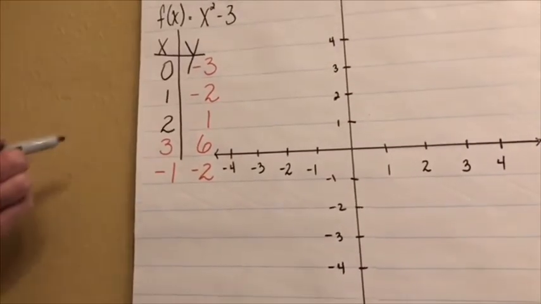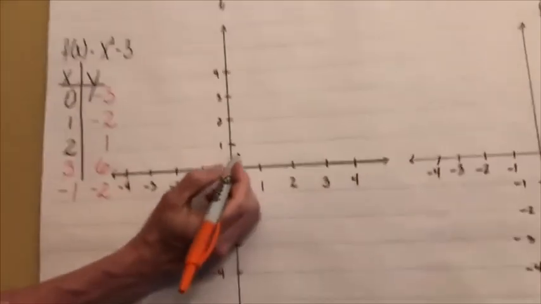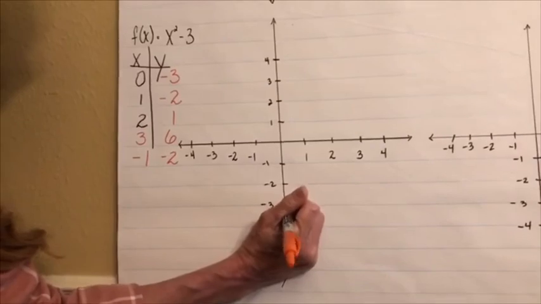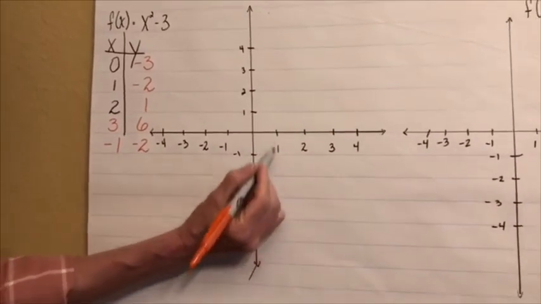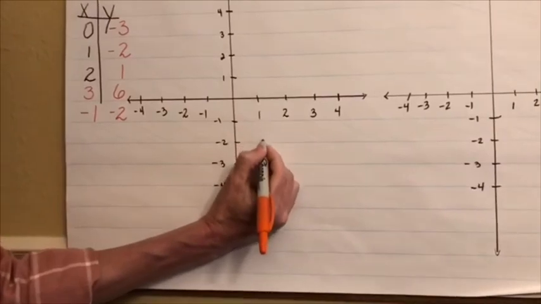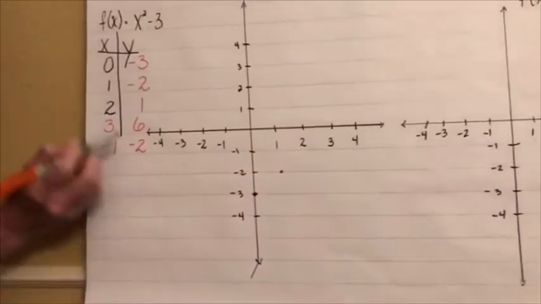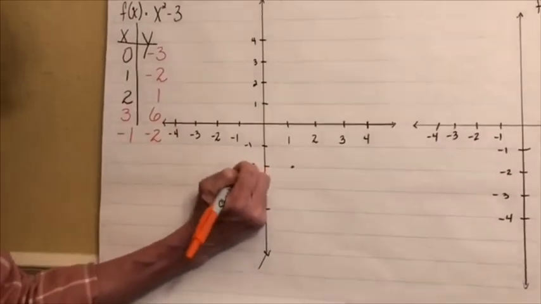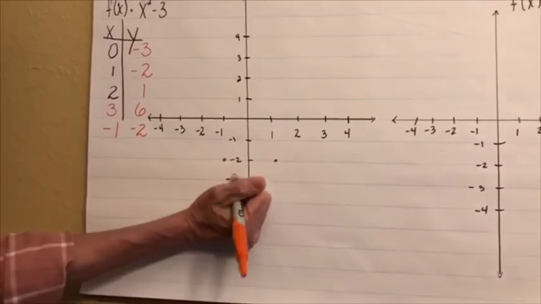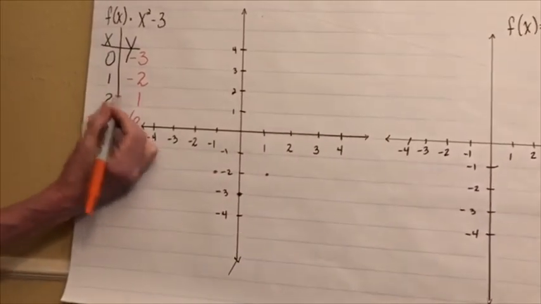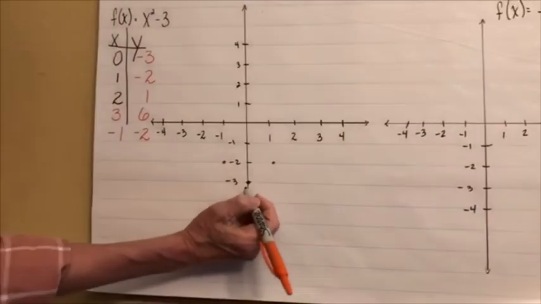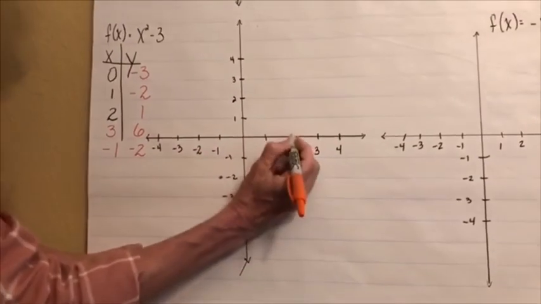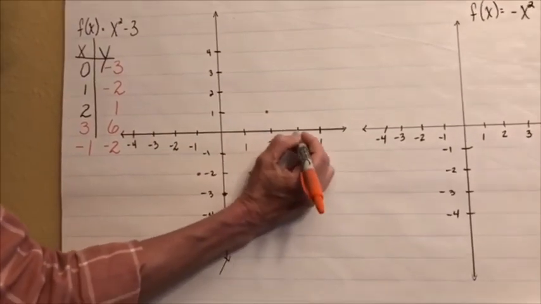Let's go ahead and graph the points that we have. When x is 0, y is negative 3. When x is 1, y is negative 2. We have this corresponding point: when x is negative 1, y is negative 2. We can graph these other points, and we can see that at negative 3 is where the vertex is for this parabola. Let's do this one: 2, 1, and 3, 6, way up there.